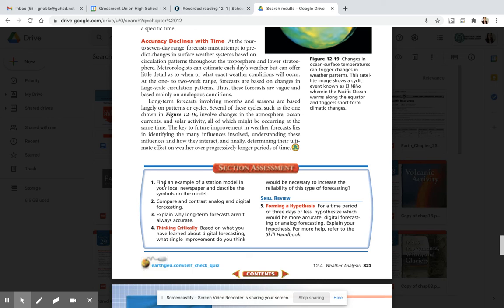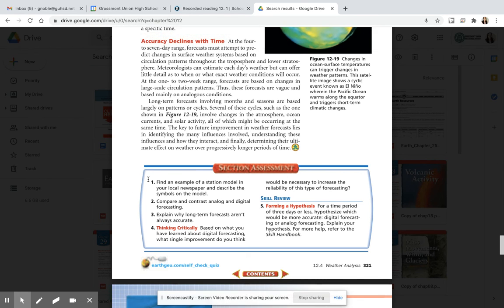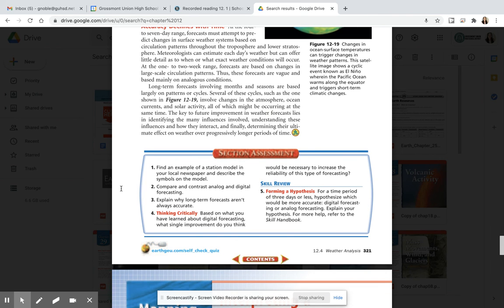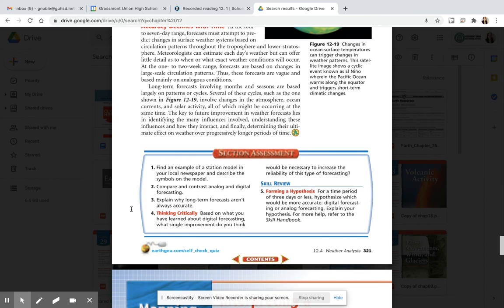Meteorologists can predict each day's weather in general terms, but can offer little detail as to when or what exact weather conditions will occur. At the 1 to 2 week range, forecasts are based on changes in large-scale circulation patterns. Thus, these forecasts are vague and based mainly on analogous conditions. Long-term forecasts involving months and seasons are based largely on patterns of cycles. Several of these cycles, such as the one shown in Figure 1219, involve changes in the atmosphere, ocean currents, and solar activity, all of which might be occurring at the same time.